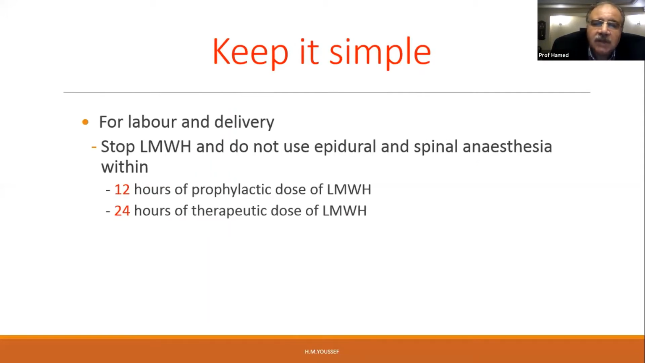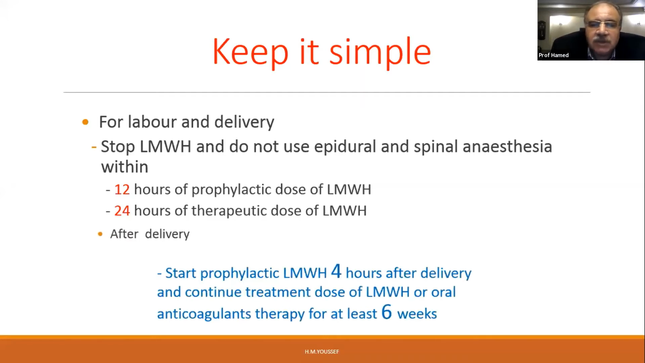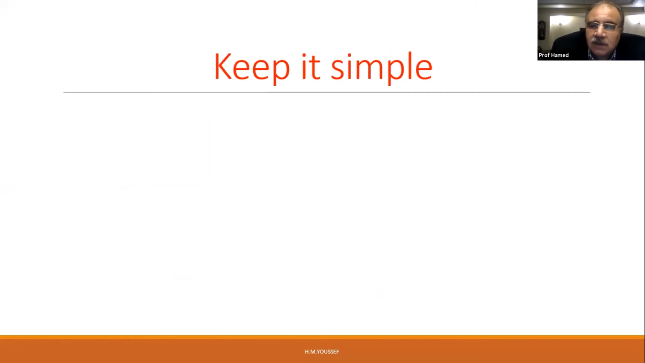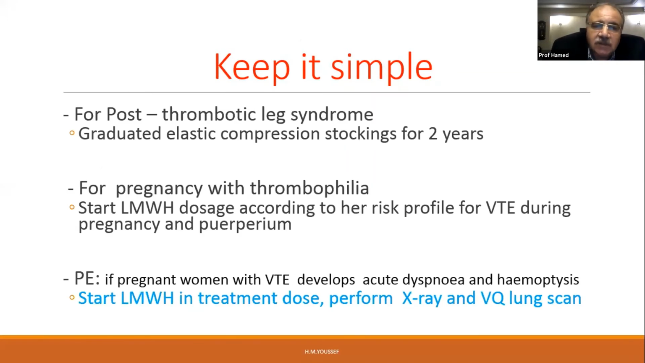For labor and delivery, you have to stop low molecular heparin and not use epidural and spinal anesthesia within 12 hours of the prophylactic dose or 24 hours of the therapeutic dose. After delivery, you can start the prophylactic low molecular heparin 4 hours after vaginal delivery and 6 to 12 hours after cesarean section, provided that there is no significant vaginal bleeding. For post-thrombotic leg syndrome, you have to ask your patient to continue wearing the graduated elastic stocking for a prolonged period of time. It was 2 years; right now, the duration is decreased.